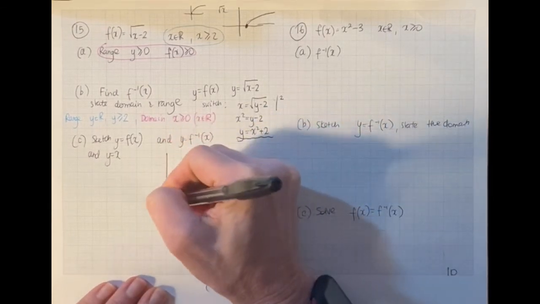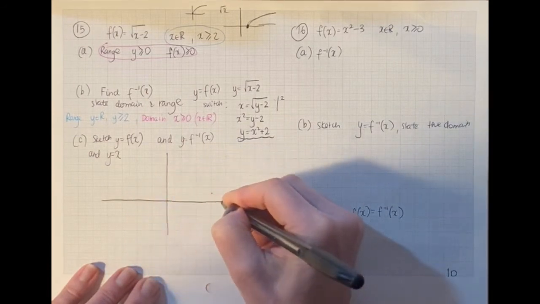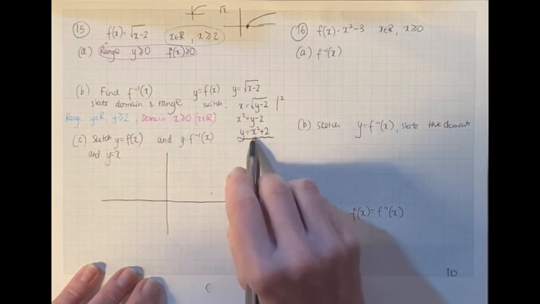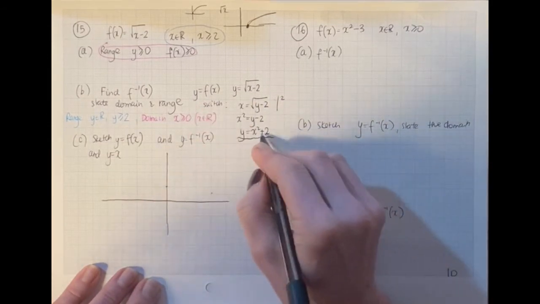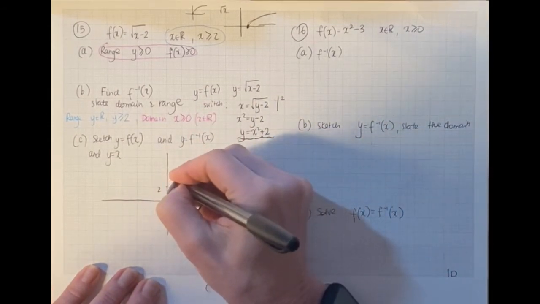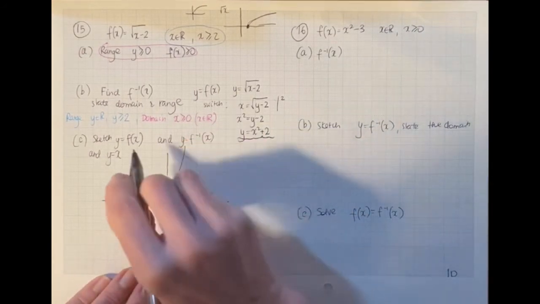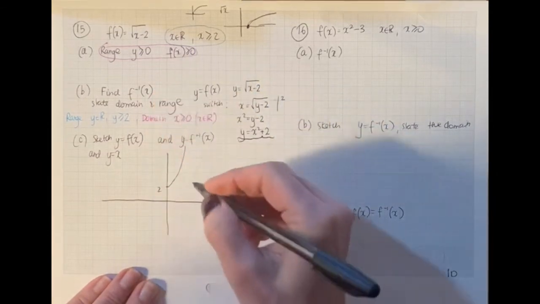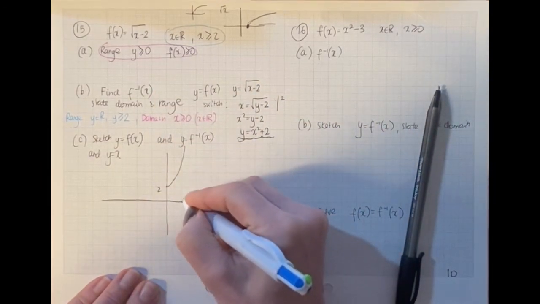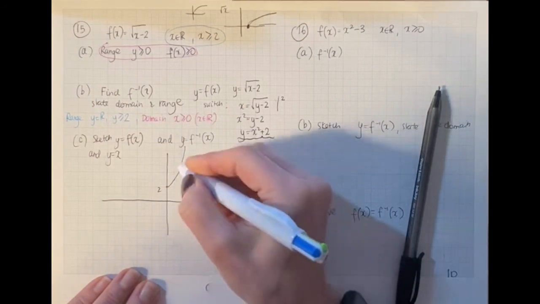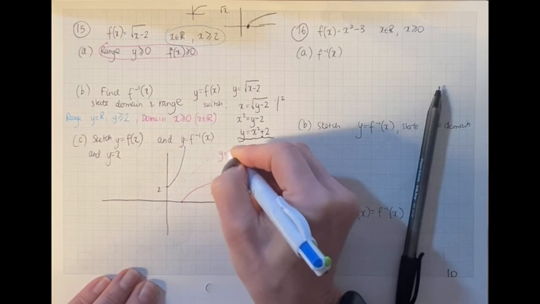So x squared plus 1 for x is greater than 0. Sorry, x squared plus 2. So it will look like this. There you go. And then the square root of x minus 2 is looking like this. And you can see that they are perfectly symmetrical around the y equals x line.